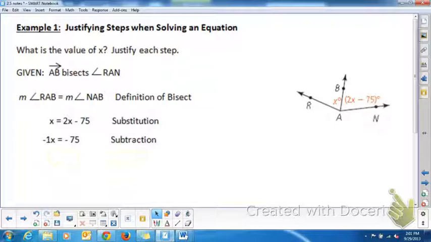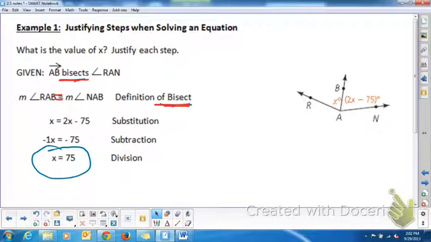And lastly, to find what the value of x is, we would divide both sides by negative 1 to solve that x is equal to 75. We use the division property. Because we knew that ray AB bisects angle RAN, and the definition of bisects meant that these were equal to each other, then we could find out that x would equal 75 using our properties of equality.